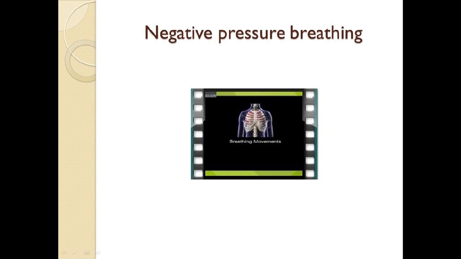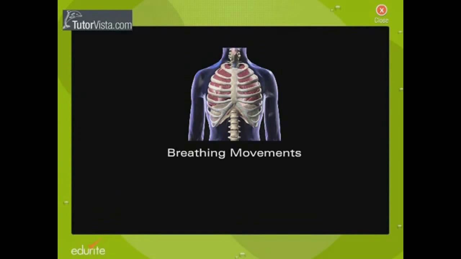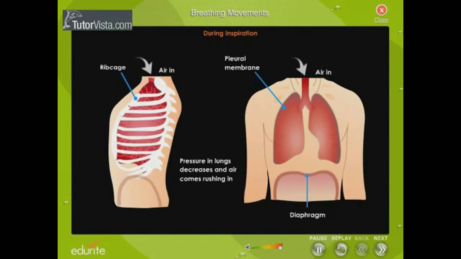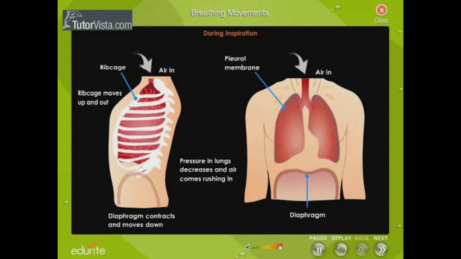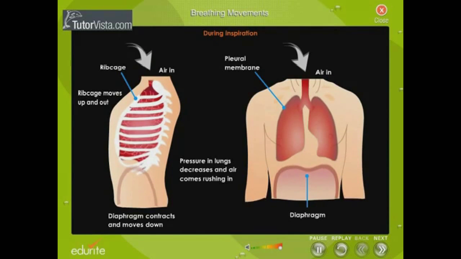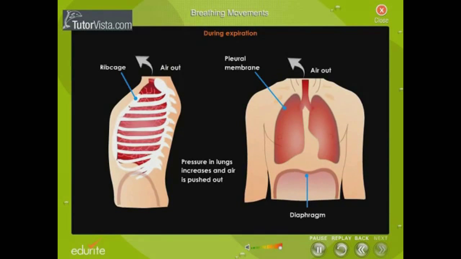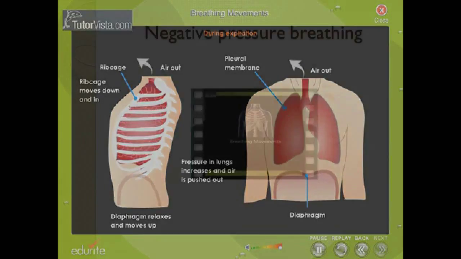The type of breathing movement or ventilation that we use is called negative pressure breathing. Let us now watch a short clip about it. Inspiration or inhalation. Here, the pressure in the lungs is decreased as the air rushes in. The muscles of the diaphragm contract to make it descend. The rib cage moves upward and outwards. Expiration or exhalation. The pressure in the lungs is increased as the air is pushed out. The diaphragm relaxes and moves up. Simultaneously, the rib cage moves down and in.